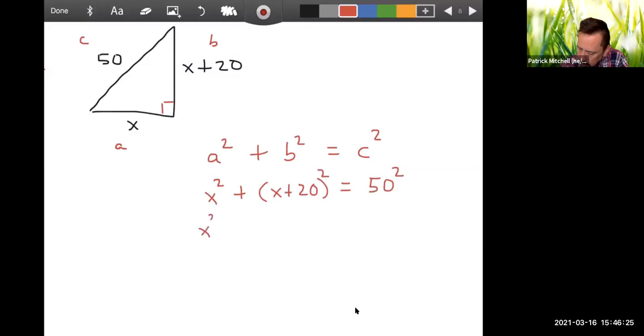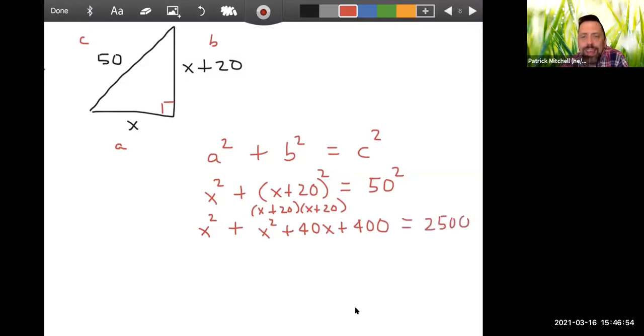All right, so X squared. Now I've got to multiply out the square of X plus 20. So remember, you can FOIL that. My preference is that you use the special pattern for squaring a binomial, but I have found that not everybody likes to do it that way. So if you want to FOIL it, it's fine. X squared plus 40x plus 400. And then 50 squared is 2500.